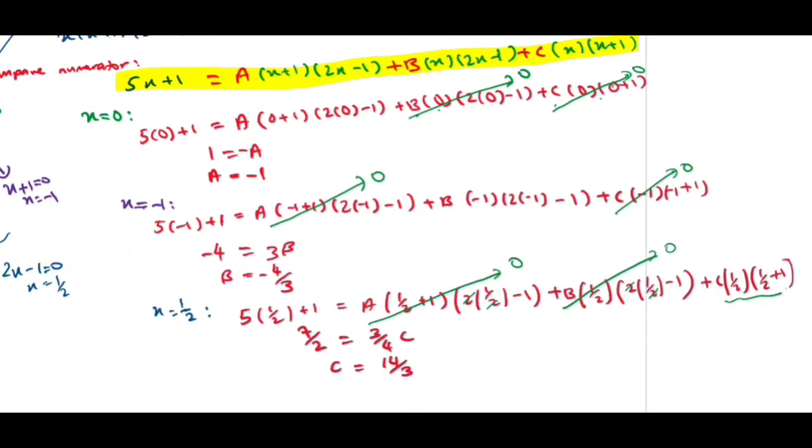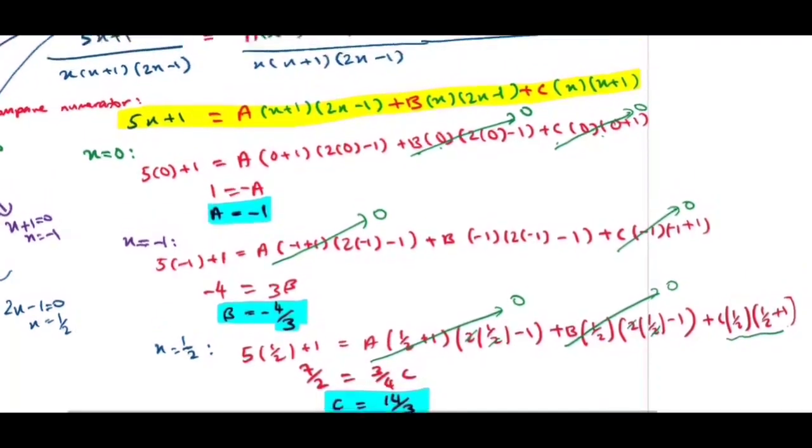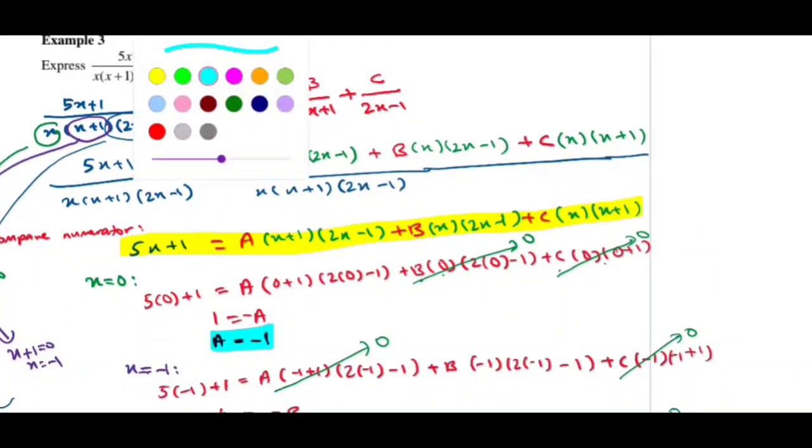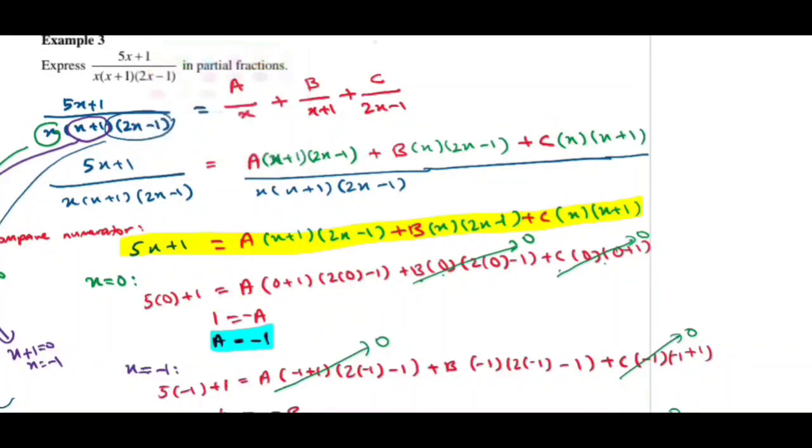Now you have obtained all of your constant values. a is equal to negative 1, b is equal to negative 4 over 3, and c is equal to 14 over 3. But remember, your final answer should be written in full, which is written in the form of partial fractions, like this, highlighted in green. So you have to write the final answer like that.